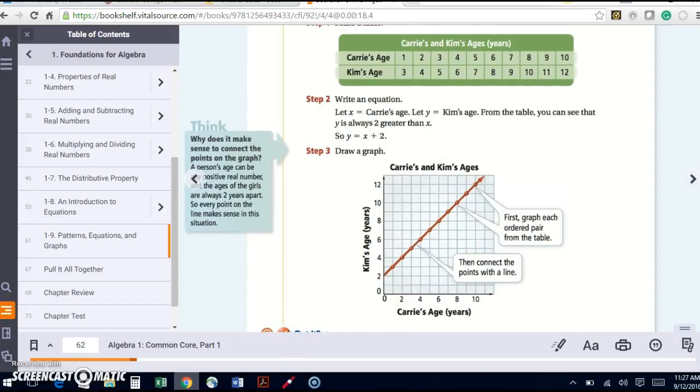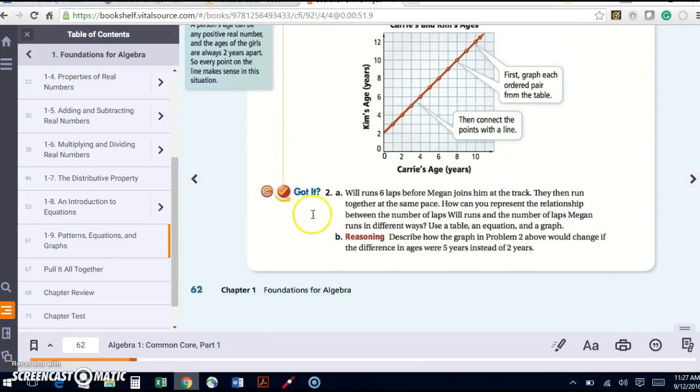If I graph it, I know that I'm going to start here at 2 because that's the first instance that I have for Kim's age in relation to Carrie's age because they're 2 years apart. And then I would just graph it each time, each year I would go up. Okay? So now let's look at got it too.